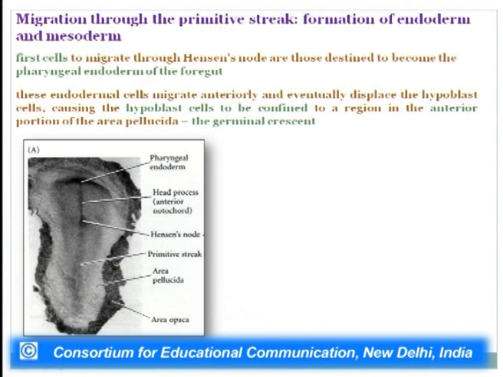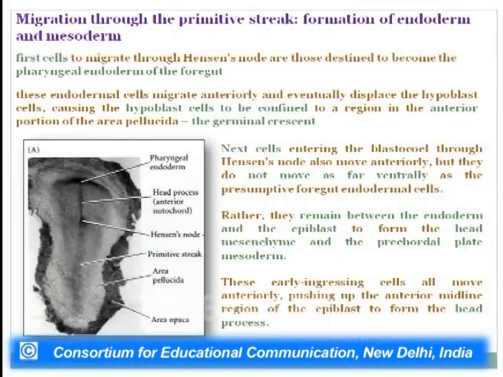And if you recall from gametogenesis, this germinal crescent is where the germ cells will arise, and they will migrate to the developing gonad to give rise to the gametes. Depending upon whether the gonad is a male gonad or a female gonad, it will develop and proliferate and divide to form the male gamete or the female gamete. The next cells entering the blastocoel through Hensen's node also move anteriorly, but they do not move as far ventrally as the presumptive foregut endodermal cells.